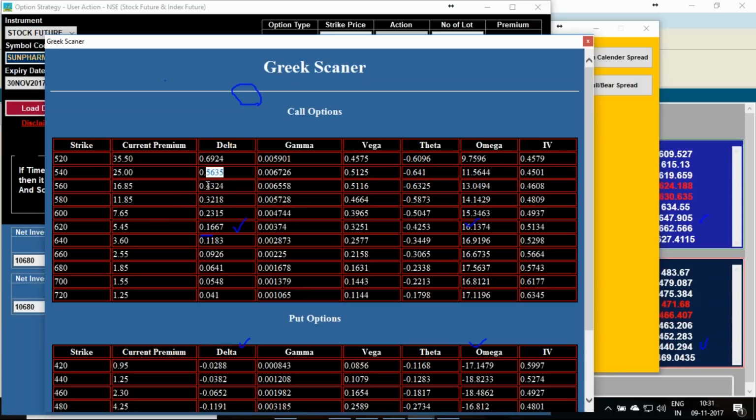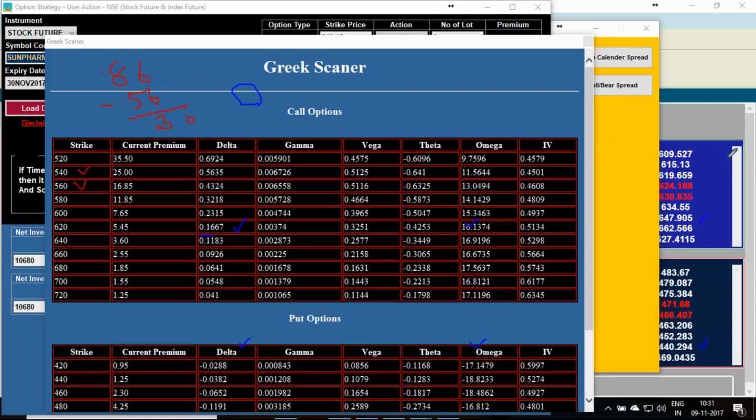If I am buying 2 lots of 560 call option, then my delta will be 0.86, and if I am selling 1 lot of 540 call option, then my delta will be minus 0.56. So if you negate that, buying 2 lots of 560 call option and selling 1 lot of 540 call option, my net delta will be 0.86 minus 0.56. So I am getting a positive delta of 0.30.